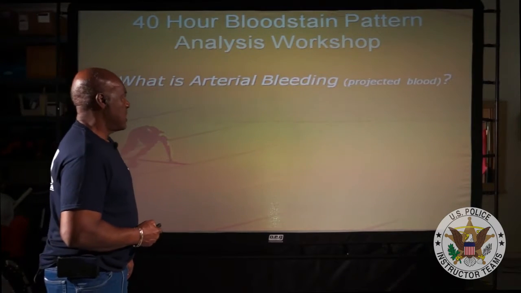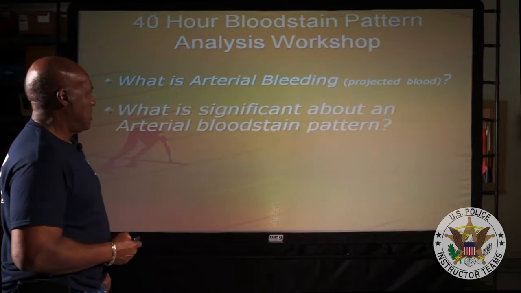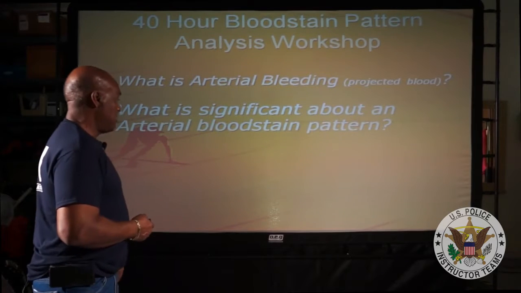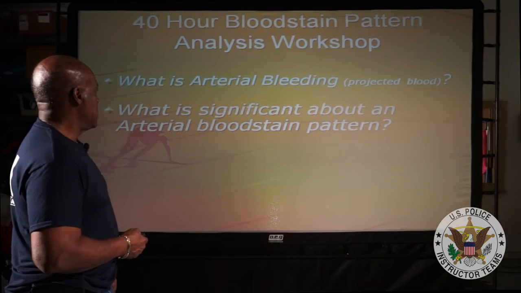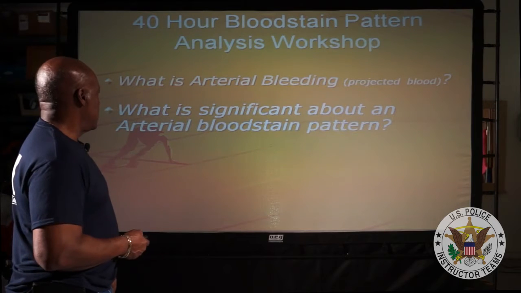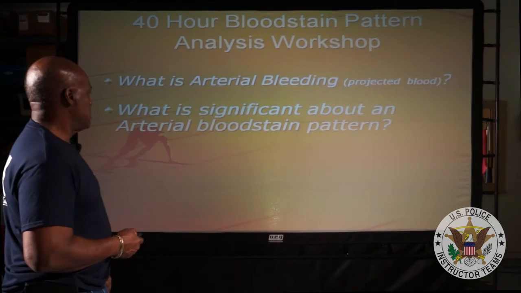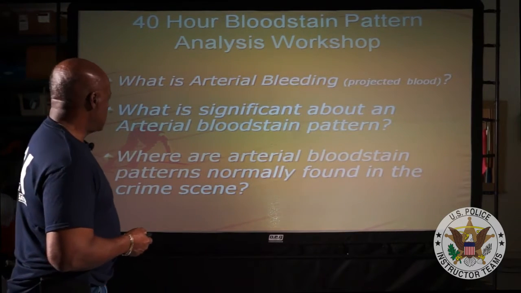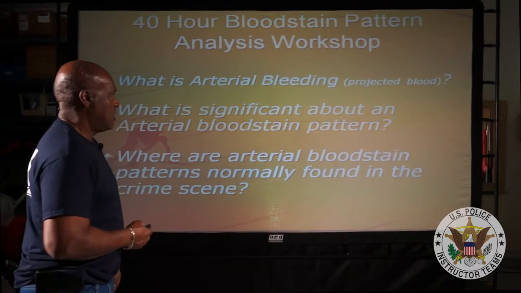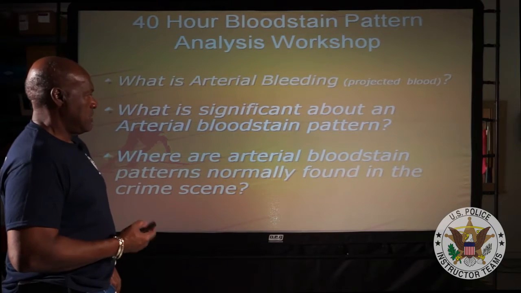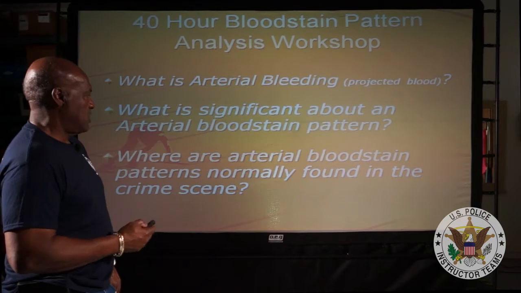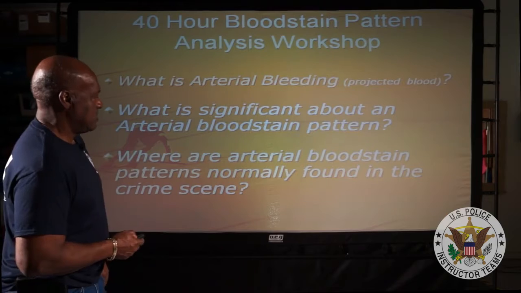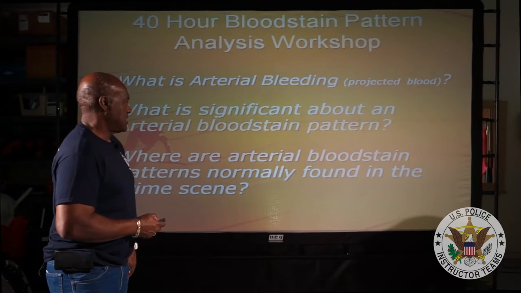Arterial bleeding is a form of projected blood because it has an initial velocity. What's significant about arterial blood stain is that it's coming from some artery in the body that is punctured, and it allows the blood to come out as the heart pumps. Where are arterial blood stain patterns normally found? Again, that's normally found on the wall or any surface, like a horizontal surface or vertical surface, depending on where the victim was when he or she received the arterial puncture to cause the arterial bleeding.